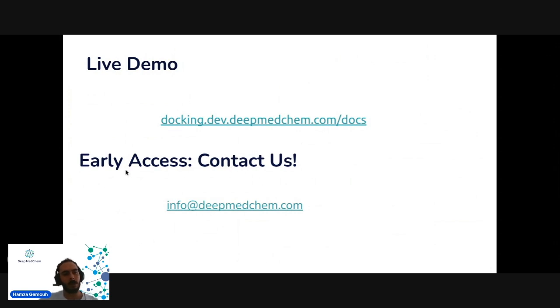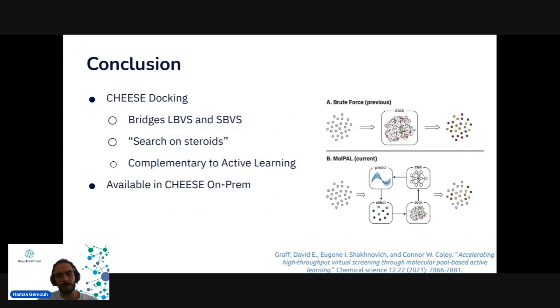As I told before, if you have early access, you can just contact us, and we can give you access to this CHEESE docking pipeline. So to conclude, CHEESE docking is our integration of our currently publicly available CHEESE search API or tool with the popular docking tool. Its main goal is to bridge ligand-based virtual screening and structure-based virtual screening. Here it's a version of target-aware search. You only need information about your target, and you can start exploring large commercial databases like Zinc and Enamine and similar databases, which is actually powered by this docking tool.